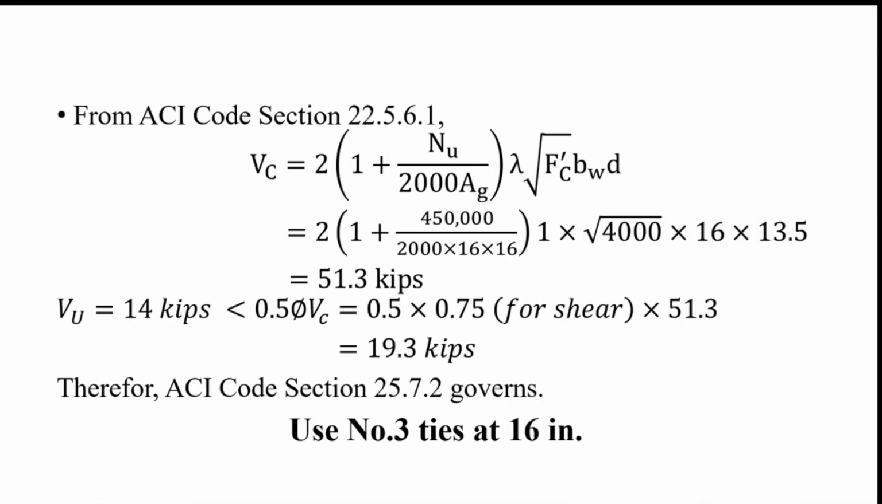Now we should compute Vc. From ACI code section 22.5.6.1, Vc equals 2 times (1 plus Nu over 2000 times gross area) times lambda times radical f prime c times bw times d, equal to 51.3 kips. Since the given Vu equal to 14 kips is less than 0.5 times phi times Vc, which is equal to 19.3 kips, ACI code section 25.7.2 governs. So, use number 3 ties at 16 inches.